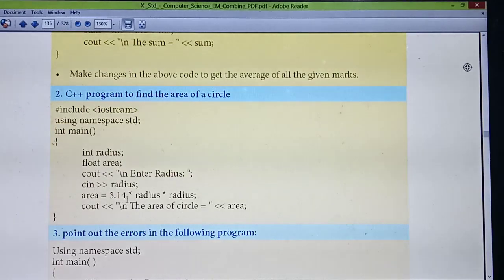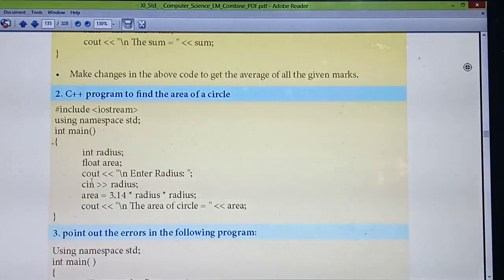So listen, the area formula is pi r square, 3.14 into, for example, you are entering the radius 5. 3.14 into 5 into 5. So you will get the answer in point. So only you are mentioning the data type as float. If you are mentioning data type as int, you will get an error. Why? Here a point number is there, but you are mentioning int, so you will get an error. Understand why you are mentioning float?